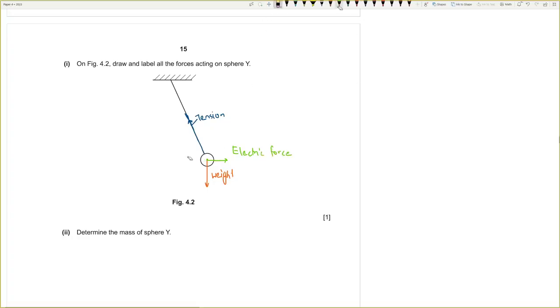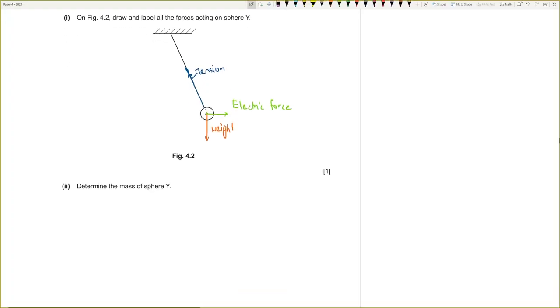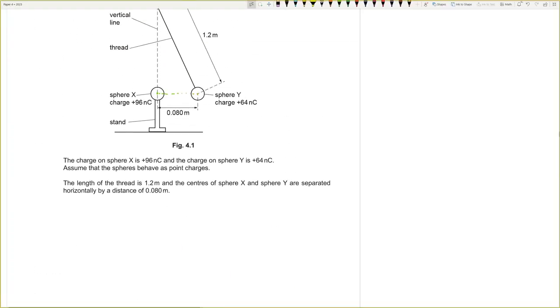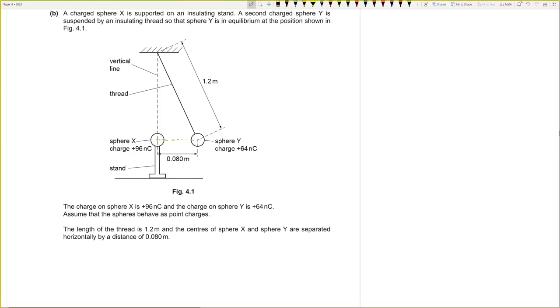See if it makes sense for you guys. Okay guys, these are the axes. We're going to show this. There you go. Okay. Determine the mass of sphere Y. Interesting. So the net force is going to be 0. You can actually find out the angle. Okay, you can find the angle to the vertical.